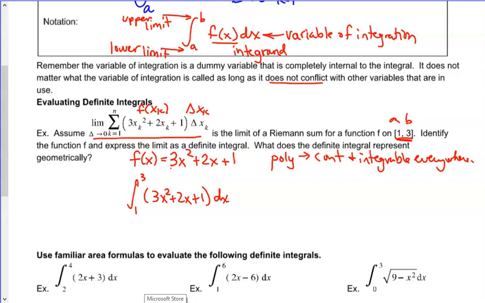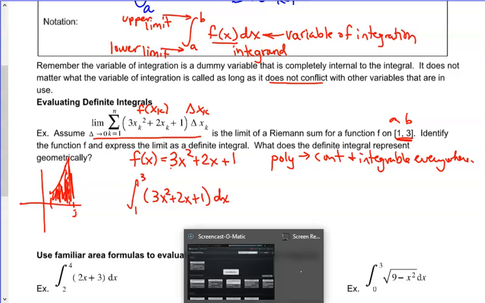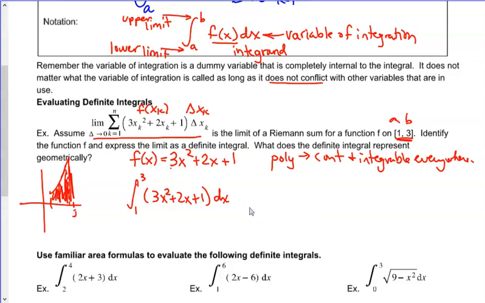Now, what does this definite integral represent geometrically? Now, if you were to graph this function from 1 to 3, this is a parabola, okay? You're going to end up having something in the positive direction, okay? From 1 to 3, there's going to be some positive. So if I want to find the area under the curve, I'm going to actually end up having all of that area above the x-axis. So actually, this is not just the net area, it is the actual area under the curve for that.